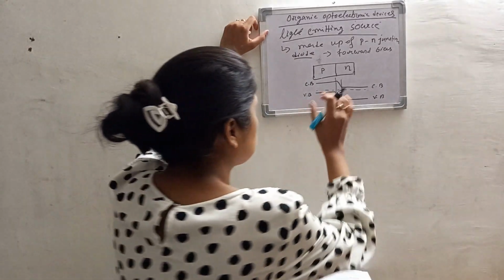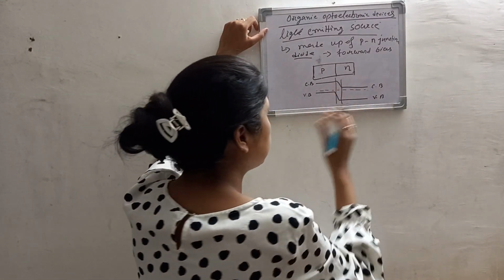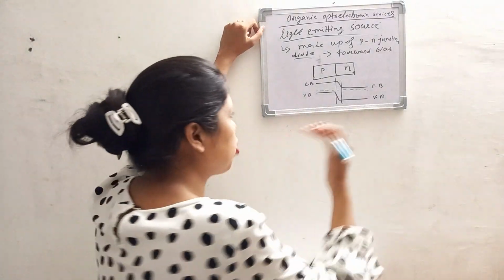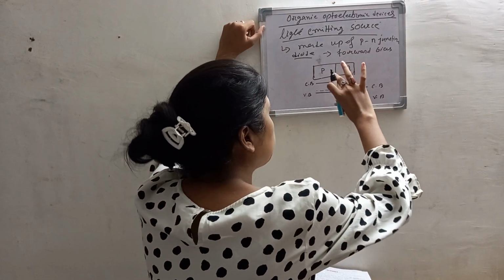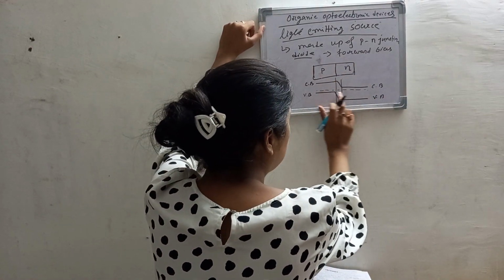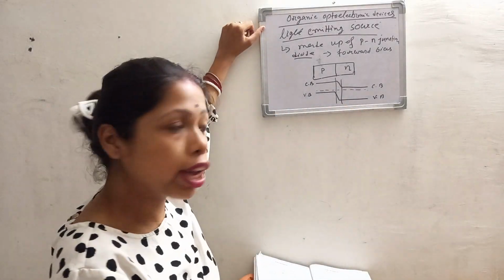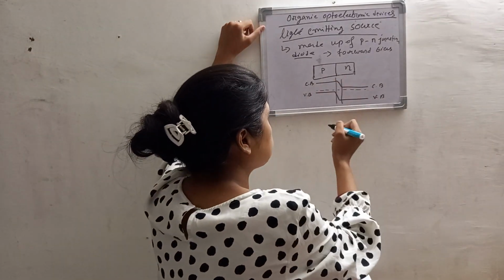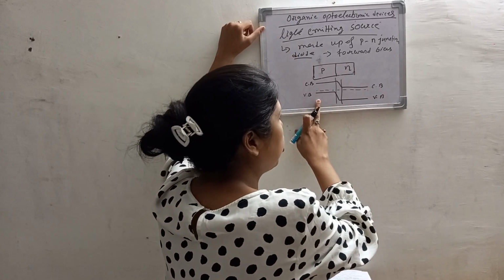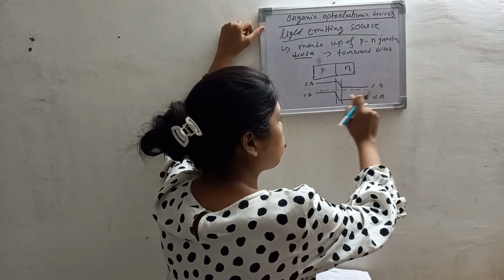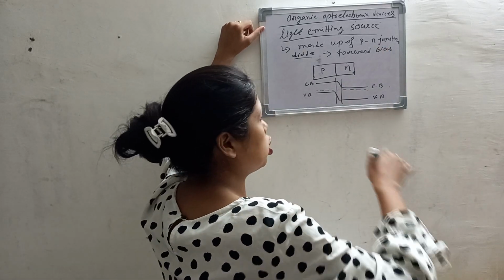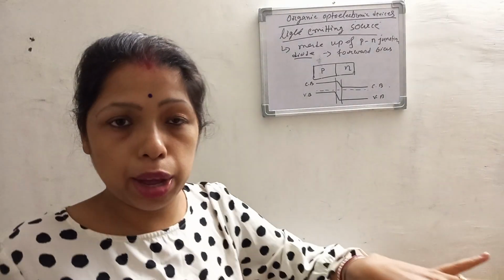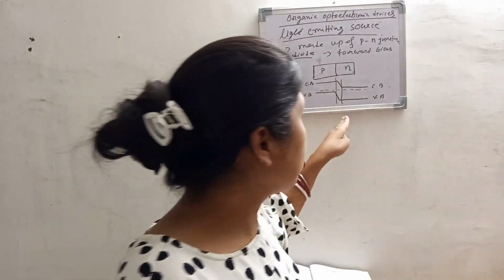Okay, now to maintain the Fermi level of the PN junction, there is a band bending at the interface of the PN junction diode. This Fermi level should be at the same level. Because in the case of the P-type semiconductor, the Fermi level is near the valence band, and in the case of the N-type semiconductor, the Fermi level is near the conduction band. But to maintain the thermal equilibrium condition, this Fermi level should be at the same level. That's why there is a band bending at the interface of the PN junction diode.